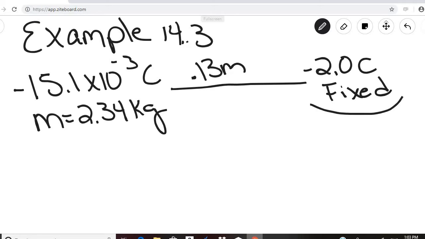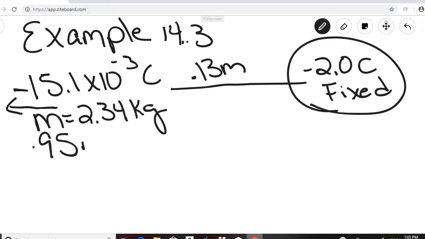So if this is the fixed charge, then this charge is going to be repelled and it's going to move away. The moving charge will move in the direction of the arrow that I drew. And what we are asked is at what speed will it be moving when it is 95 centimeters, or 0.95 meters, away?